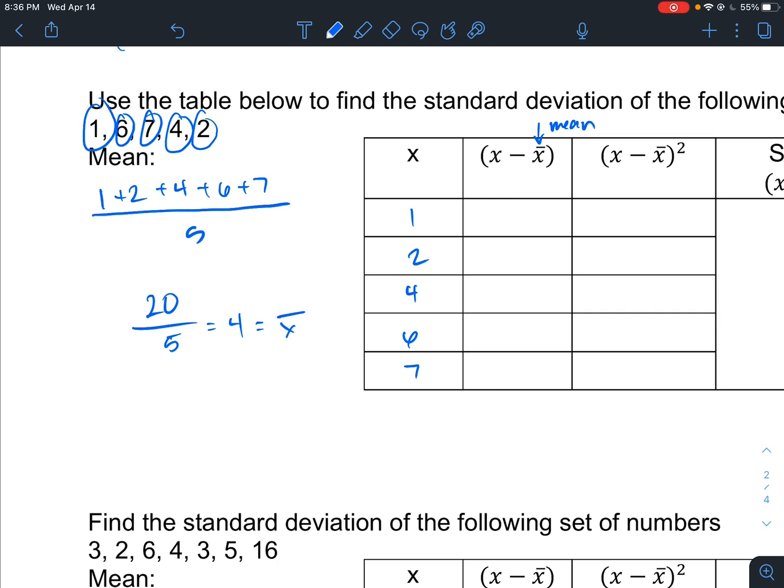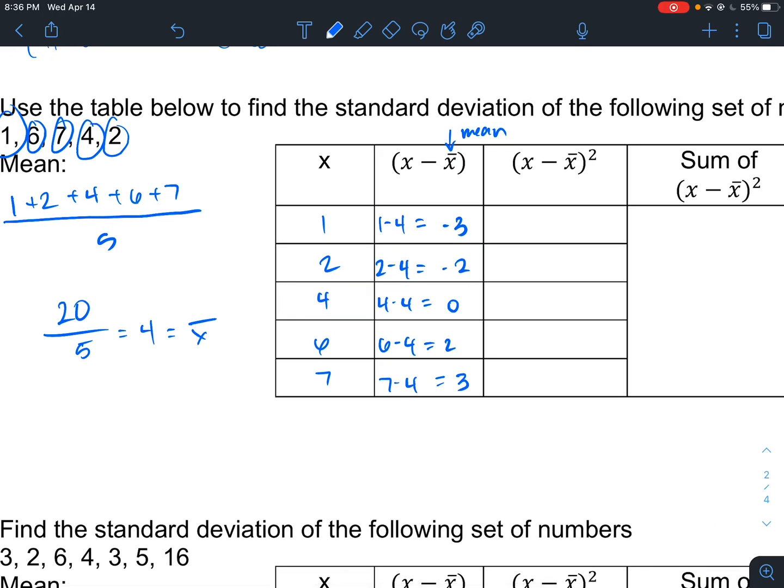So what we want to do is x minus x bar. If this is x, we want to subtract 4. So we'll do 1 minus 4, which is equal to negative 3. Then 2 minus 4, which is equal to negative 2. 4 minus 4, which is equal to 0. 6 minus 4, which is equal to 2. 7 minus 4, which is equal to 3.